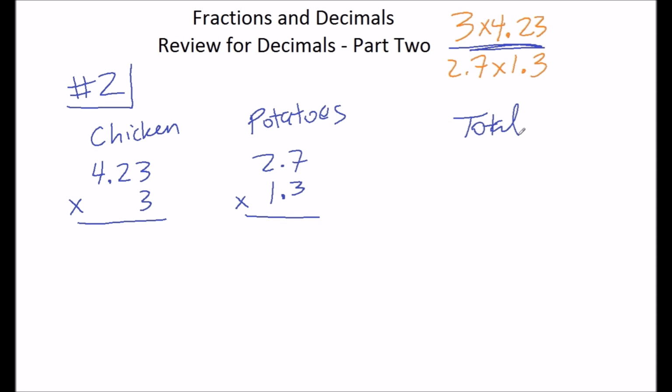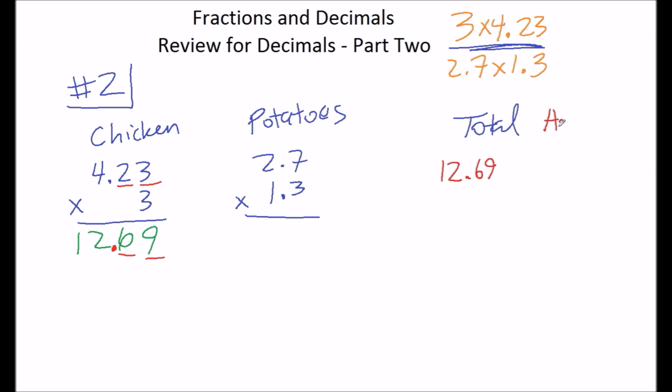So looking at the chicken, we would start with 3 times 3, which would give us 9. Remember, when we're multiplying is the easy one. I don't care about the decimal point until the very end. So 3 times 3, then 3 times 2 gives me 6, and 3 times the 4 gives me 12. Now I have to count. My original numbers had 2 digits to the right, so in my answer I need 2 digits to the right. Decimal point goes right there, 12.69. So I'm going to write that over here, 12.69.